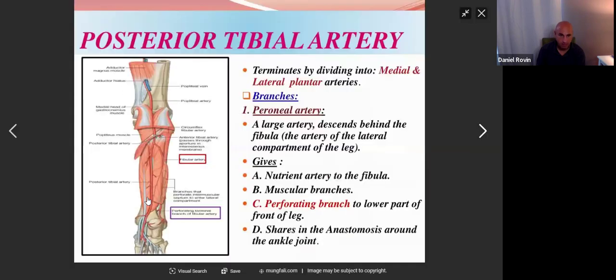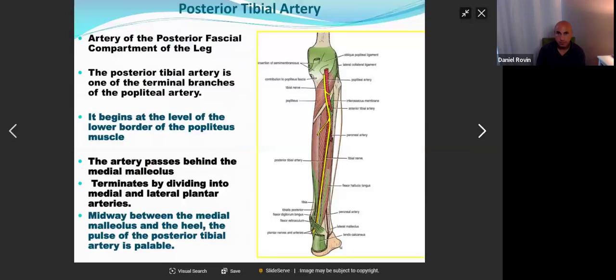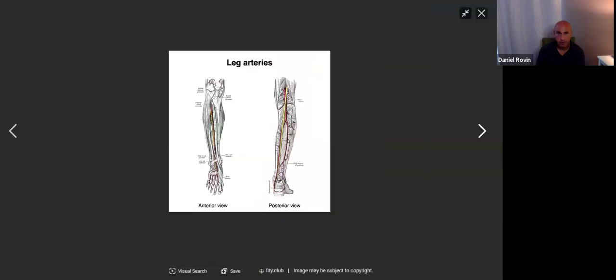Again, here's your backside one, the fibular or peroneal one running to the outside. The backside one runs with the tibial nerve. Here is the anterior side of the leg. That is the anterior tibial artery running with the deep peroneal nerve. This is the posterior tibial artery running with the tibial nerve.